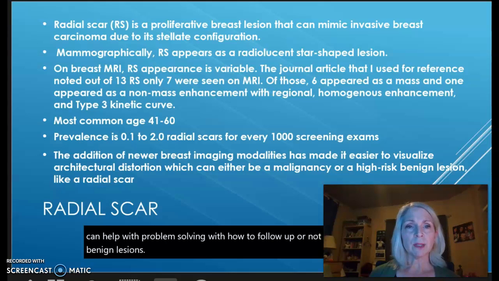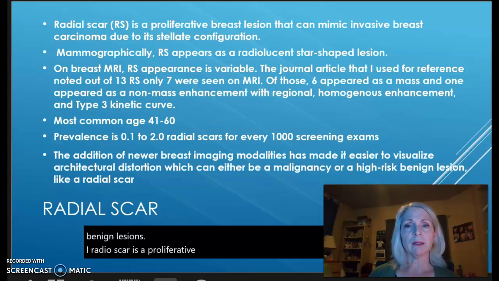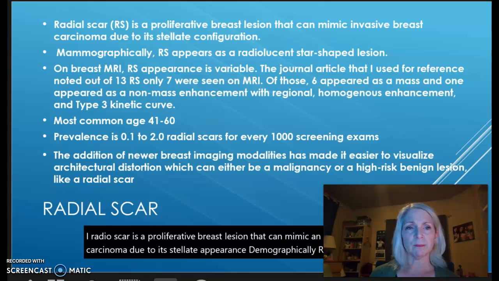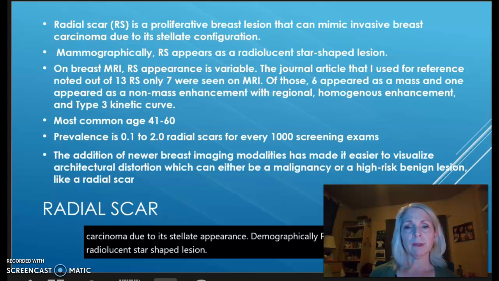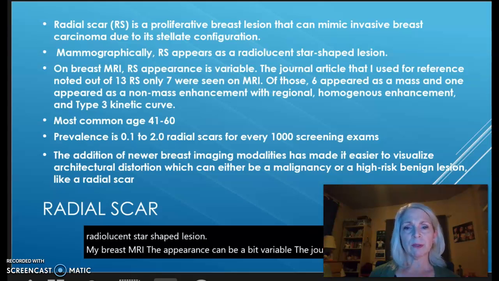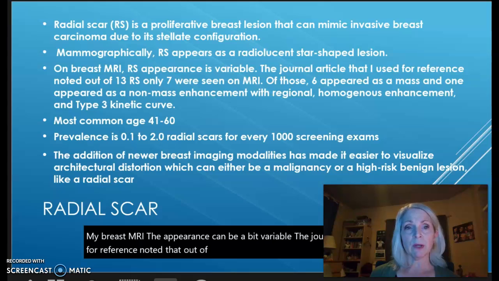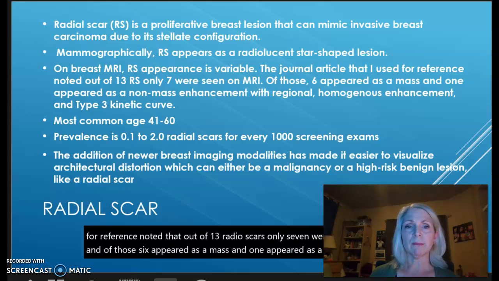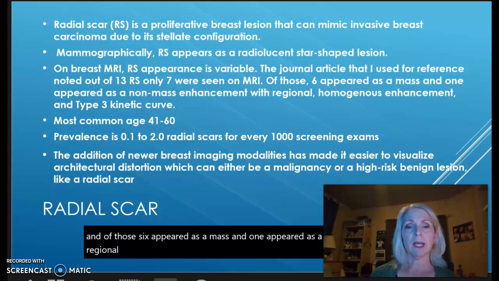A radial scar is a proliferative breast lesion that can mimic an invasive breast carcinoma due to its stellate appearance. Mammographically, RS appear as a radiolucent star-shaped lesion. On breast MRI, the appearance can be a bit variable. The journal article that I used for reference noted that out of 13 radial scars, only 7 were seen on MRI, and of those, 6 appeared as a mass and 1 appeared as a non-mass enhancement with regional homogeneous enhancement and type 3 kinetic curve. They're most common in women ages 41 to 60.